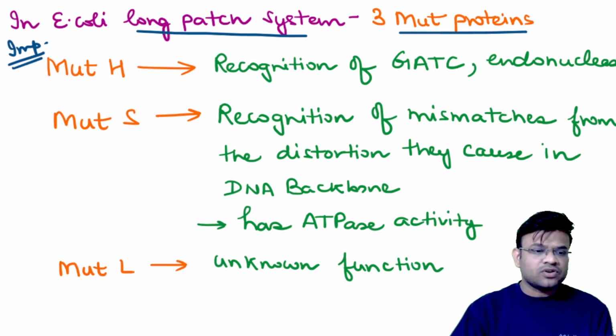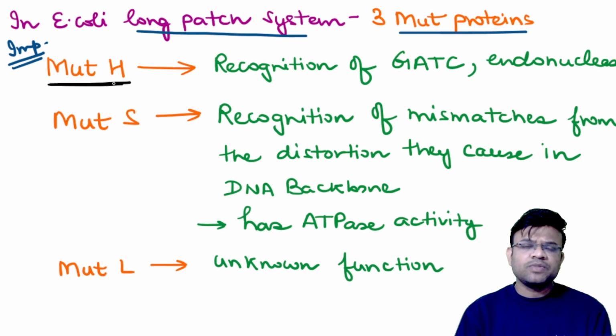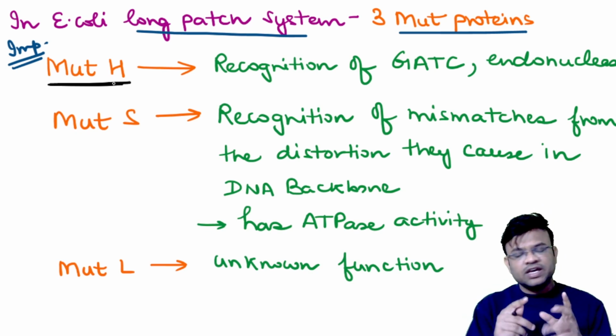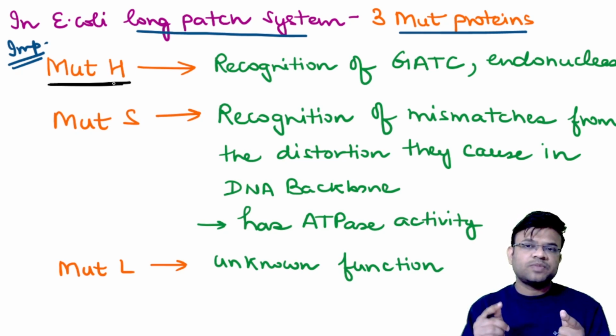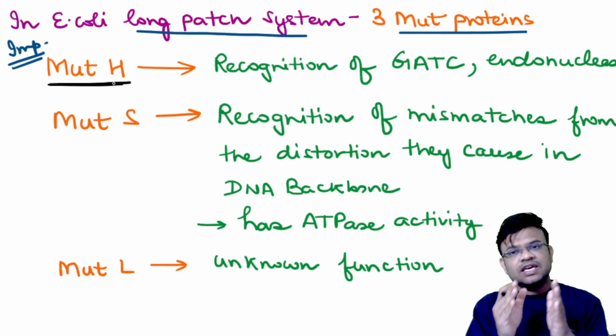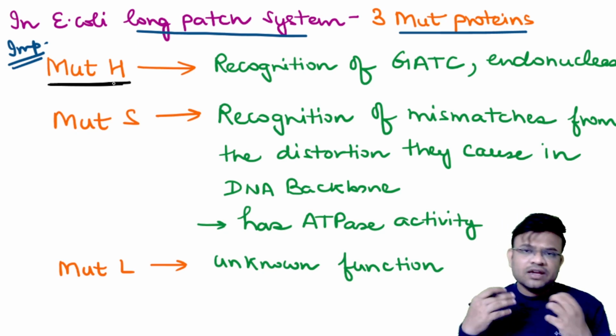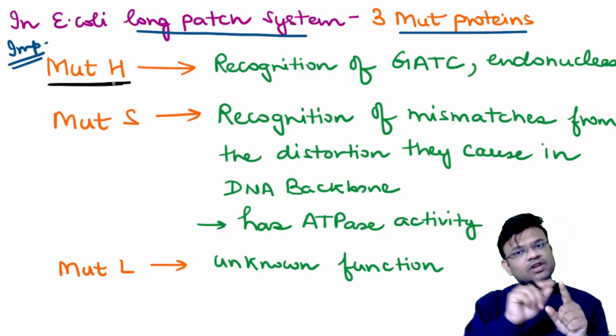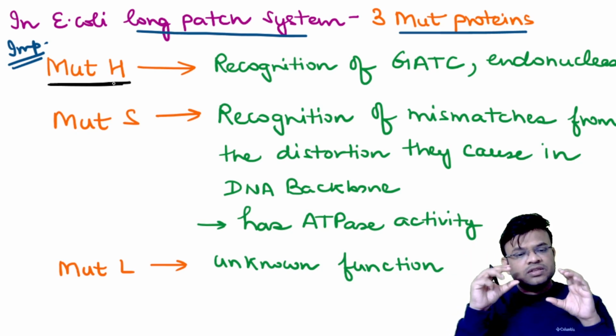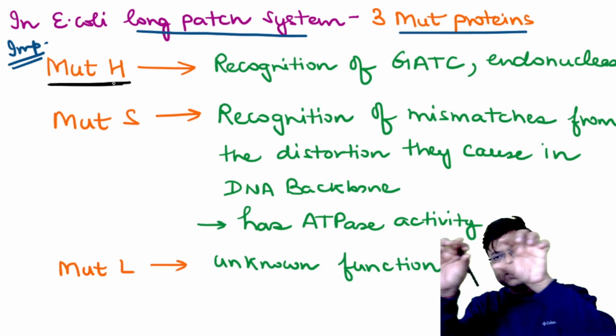Let us first talk about the first protein, the MutH protein. What is the purpose of MutH? There are 2 main purposes of MutH. The first purpose is to recognize GATC. Why do you want to recognize GATC? Because the adenine over here will be methylated. So MutH will be identifying GATC.